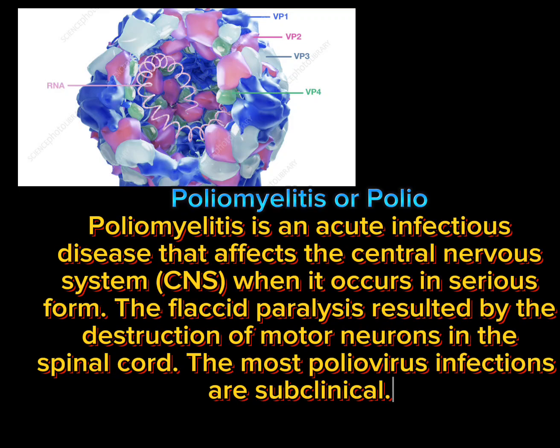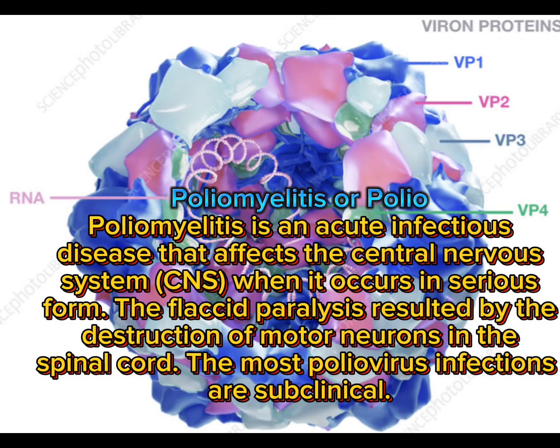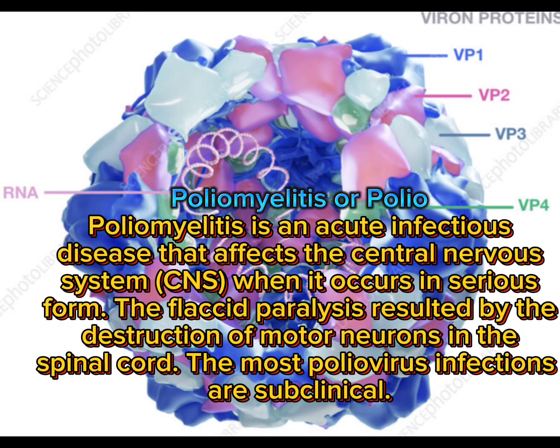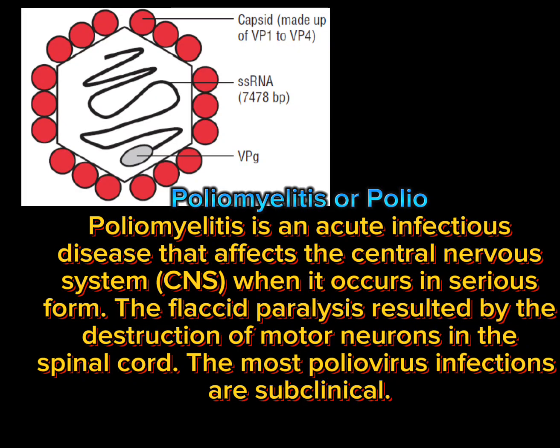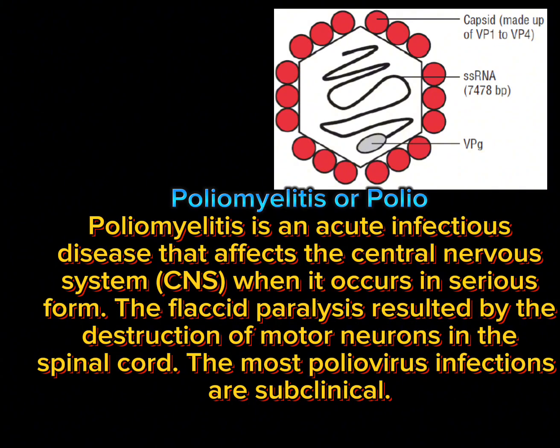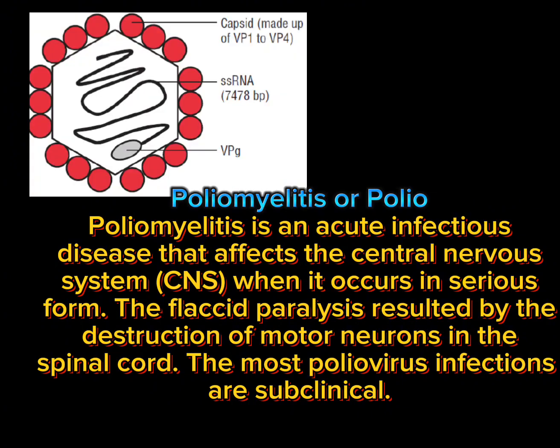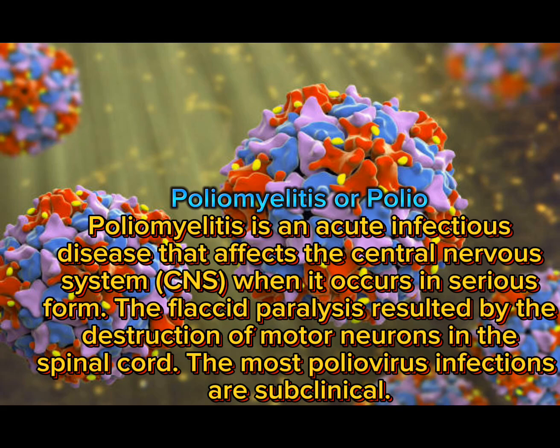Poliomyelitis, or polio. Poliomyelitis is an acute infectious disease that affects the central nervous system (CNS) when it occurs in serious form. The flaccid paralysis results from the destruction of motor neurons in the spinal cord. Most poliovirus infections are subclinical.